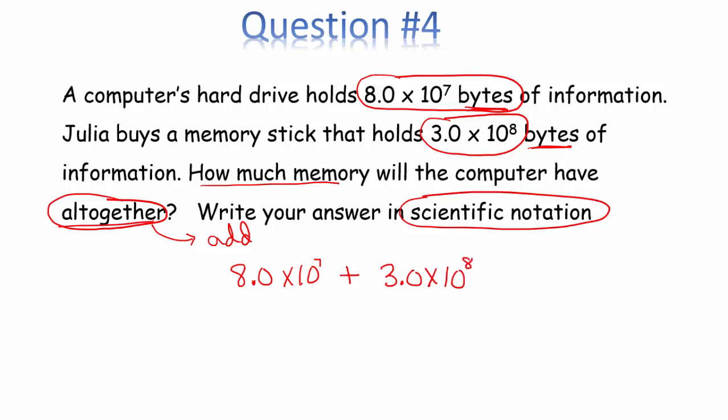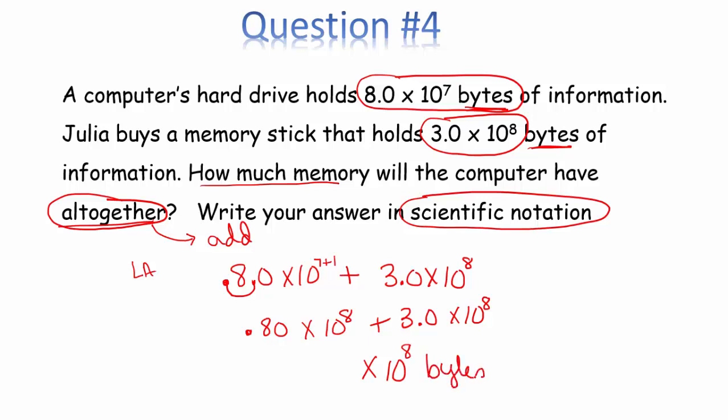I'm adding, which means my exponents on the base of 10 must agree. So I say to myself, okay, I want to increase the smaller number, so I want to increase 7 up to 8. And as soon as I know I'm increasing, I know I need to move that decimal point one place to the left. So it's 0.80, or just 0.8, times 10 to the 8th plus 3.0 times 10 to the 8th. Okay, good. My exponents on the base of 10 agree, so I know in the end it's going to be times 10 to the 8th.